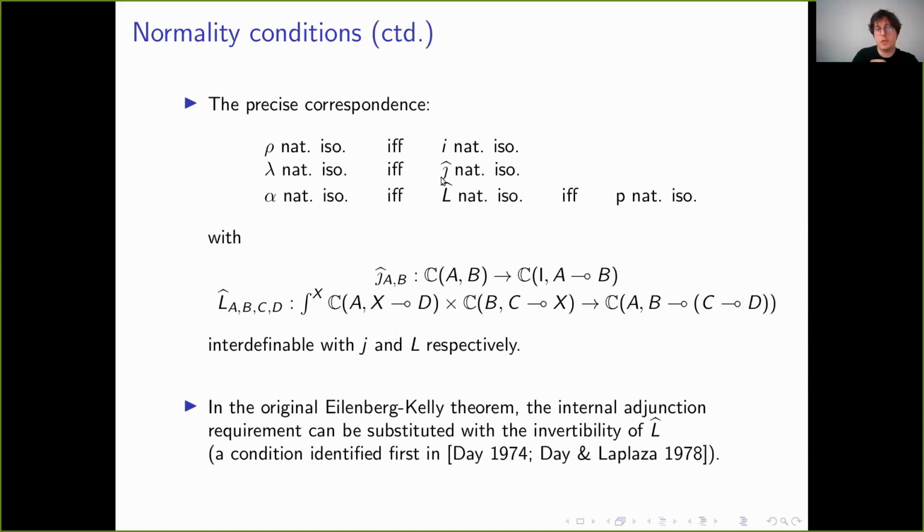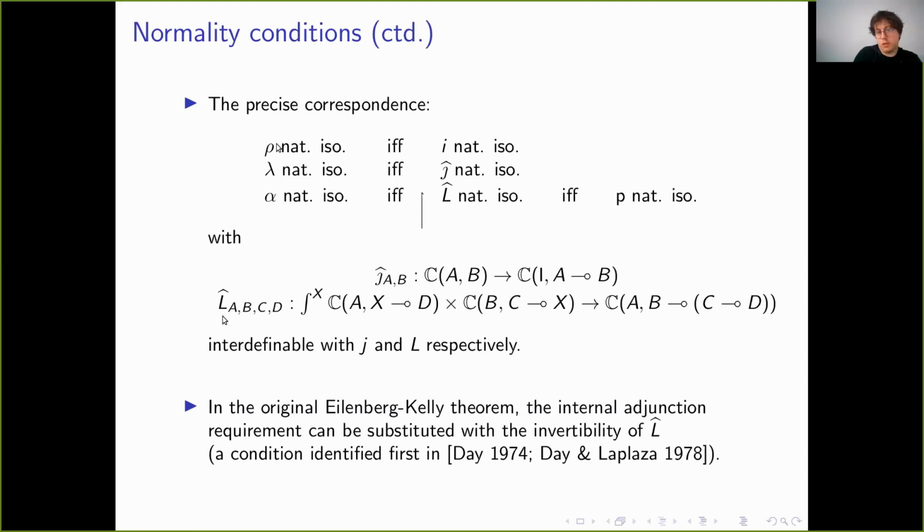But the invertibility of L hat was the missing piece somehow in what created the mismatch. So if you add to the definition of closed category also the requirement that L hat must be invertible, then one gets a perfect match with the definition of monoidal category. So this new definition of closed category will match precisely with the definition of monoidal category in the Eilenberg Kelly theorem.